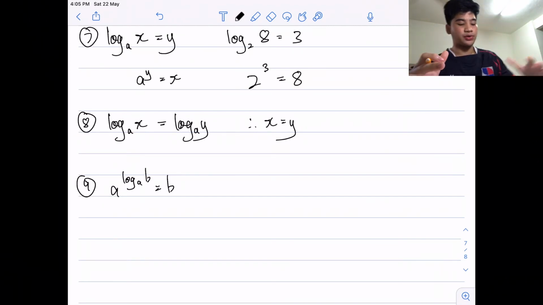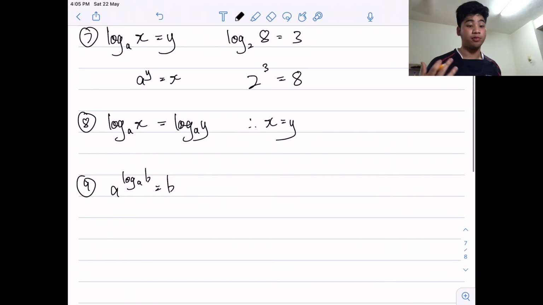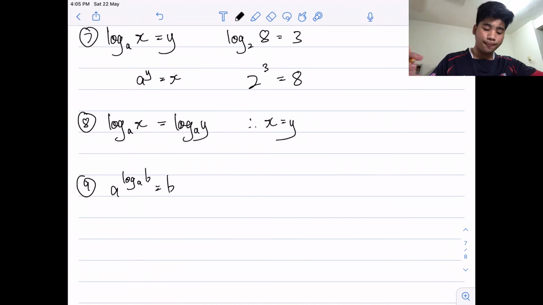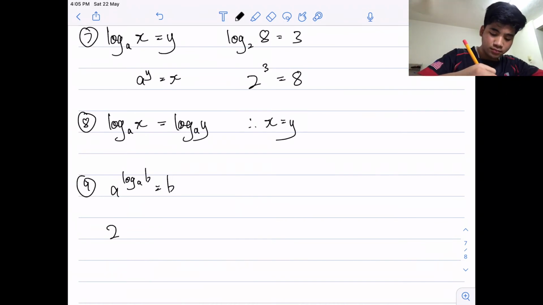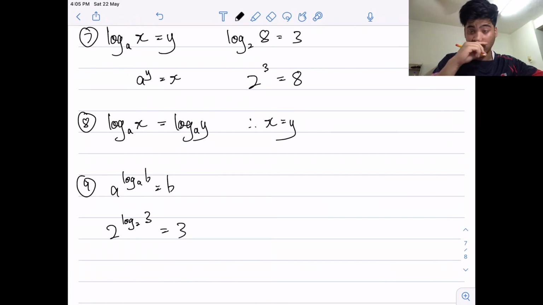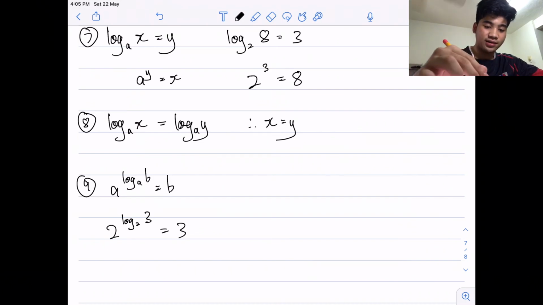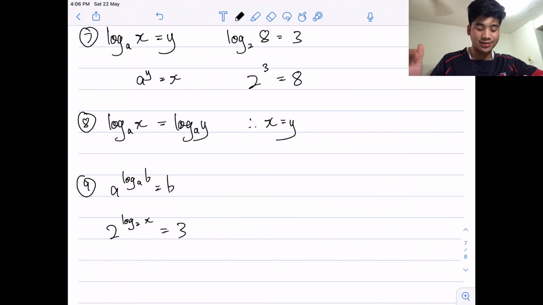Alright, so let's take an example and see how we prove this law, because this is something a lot of people don't understand. Let's say you've been given 2 to the power of log 2, 3, and we already know that it's going to equal 3. Basically, this is usually for proving. So let's say it's 2 to the power of log 2 x, and we want to prove what x is.